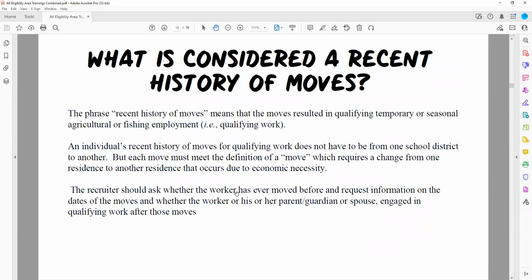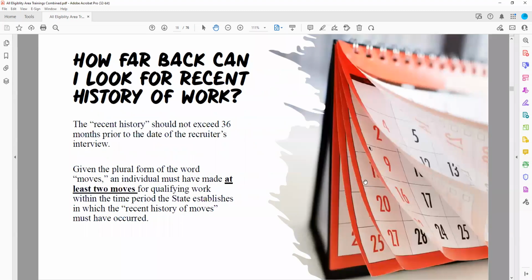So what is considered recent history? Basically, you're going to look back and see if they've made these qualifying moves. It says here, an individual's recent history of moves for qualifying work does not have to be from one school district to another, but it must meet the definition of a move. So they've had to have changed residence from one residence to another due to economic necessity, and it should have been to perform that type of agricultural work. They have to obtain that and have that recent history and engaged in that qualifying work soon after those moves.